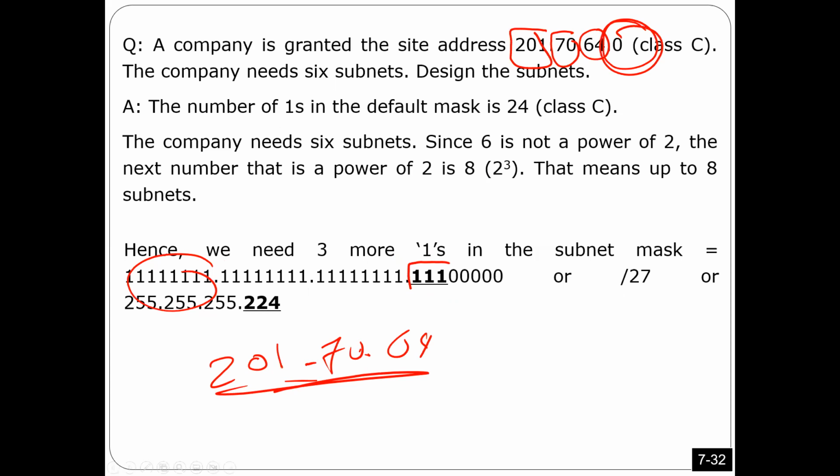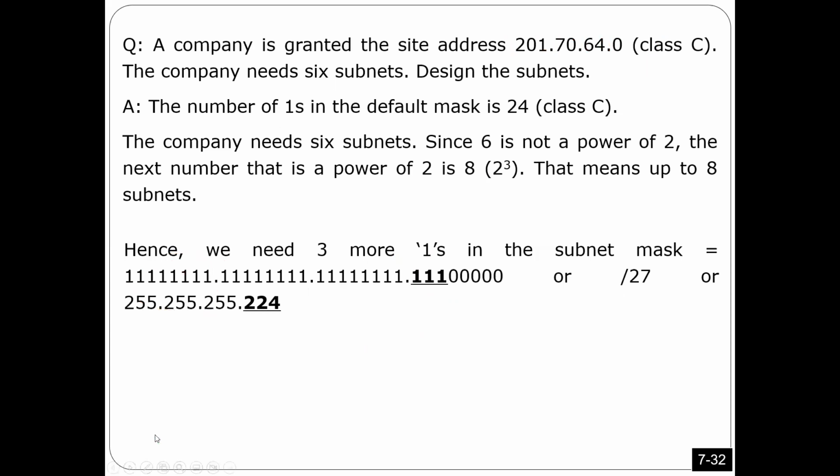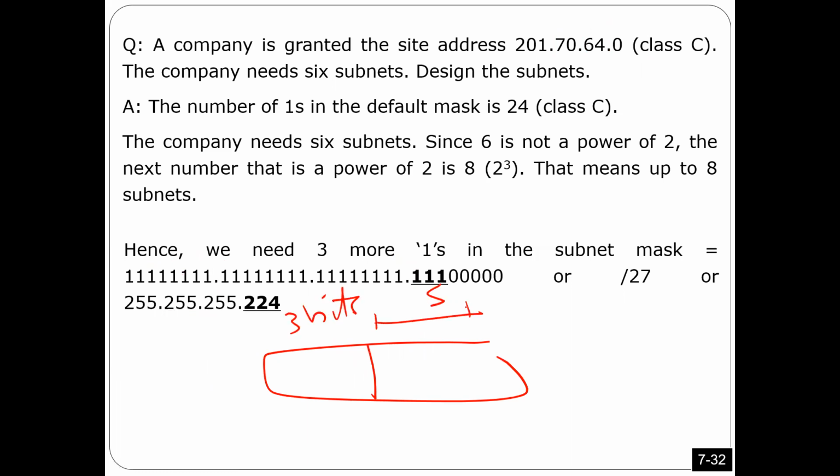So what I'm going to do in this byte is, I have a byte here. I have 3 bits for the subnetwork, and then I have 5 bits for the host. So here I can have 000 for subnetwork number 0. And then for the host addresses, they can go from 5 zeros all the way until 5 ones. So this is going to be one subnetwork.